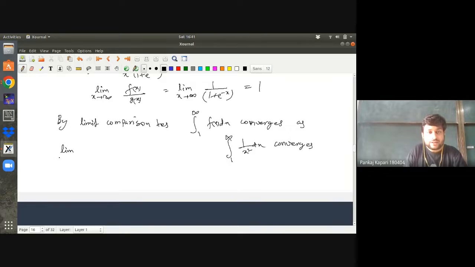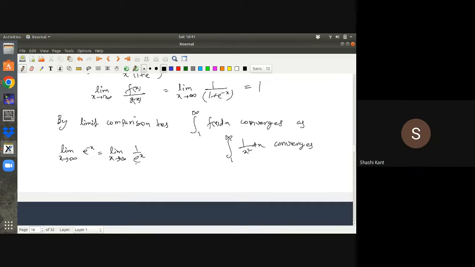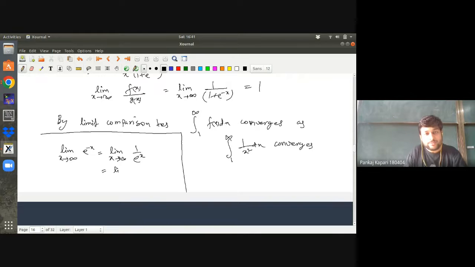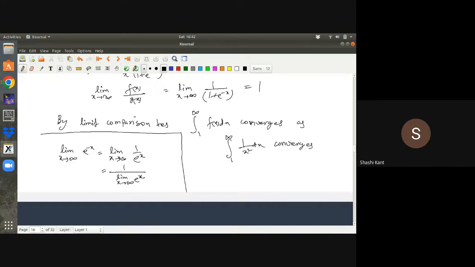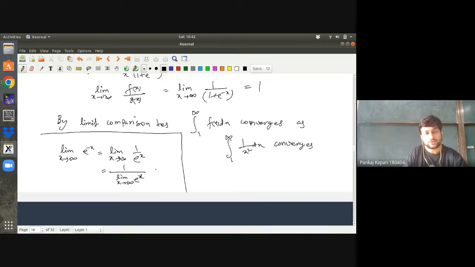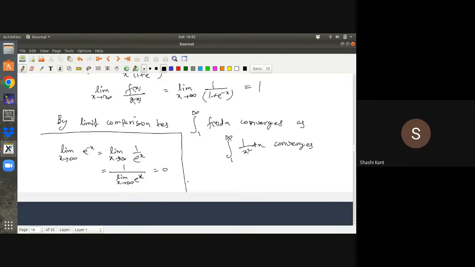take this limit, x going to infinity, e to the power minus x. What do you mean by e to the power minus x? It is the same as 1 over e to the power x, right? Now this limit will become 1 over the limit as x goes to infinity of e to the power x. So this is a 1 over infinity situation, so you will get 0, the limit is 0.